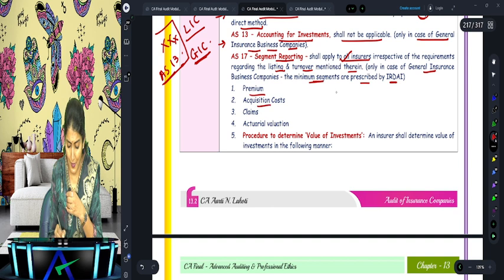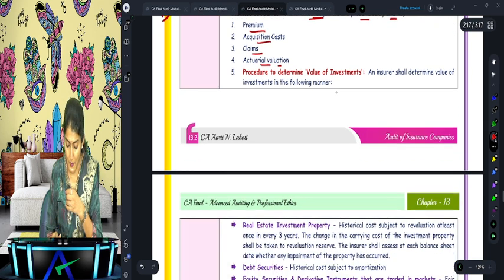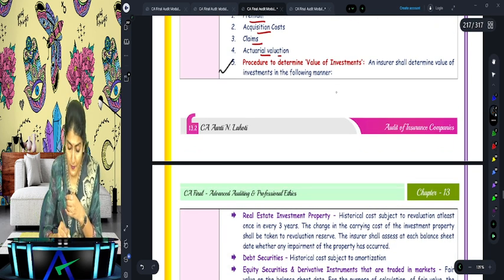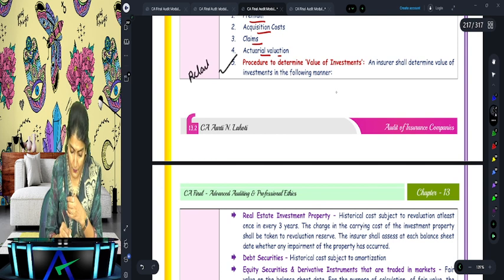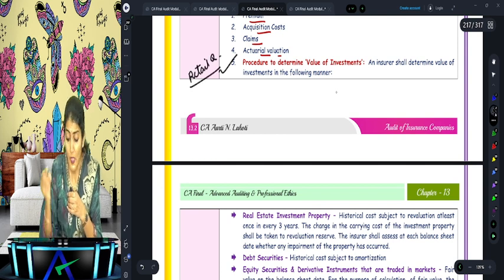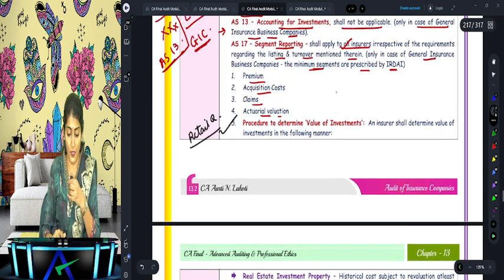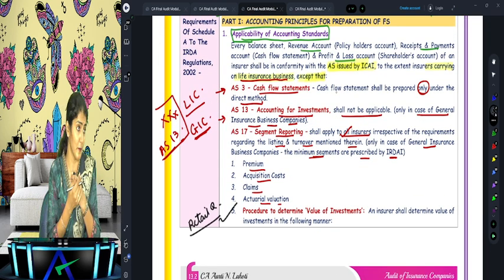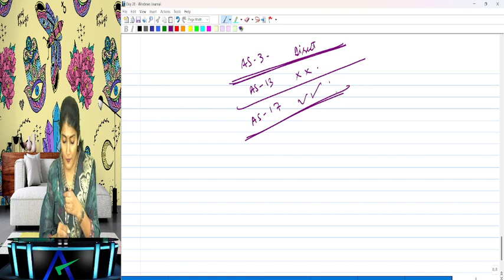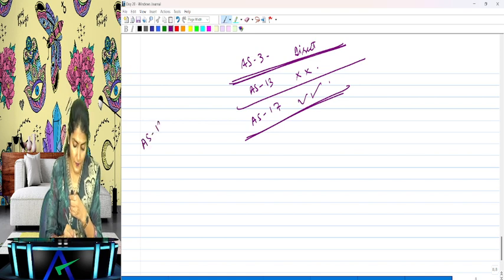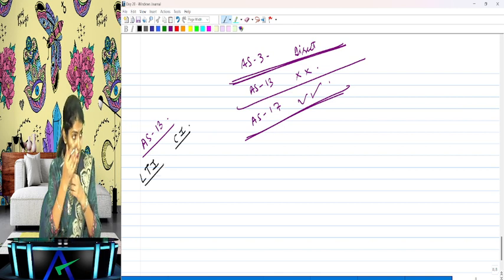The premium, acquisition cost, claim, actuarial valuation. And again, this next one has been a frequent question in your exams. What has been the question in your exam? Procedure to determine the value of the investments. So now what did we say? AS 13 not applicable. As per AS 13, how do you classify the investments as long-term investments and current investments? That is how you classify.